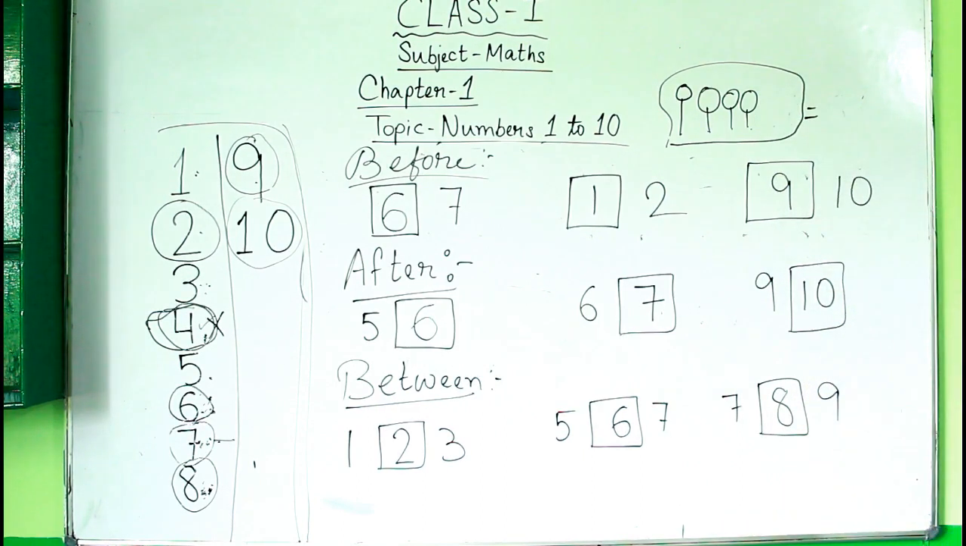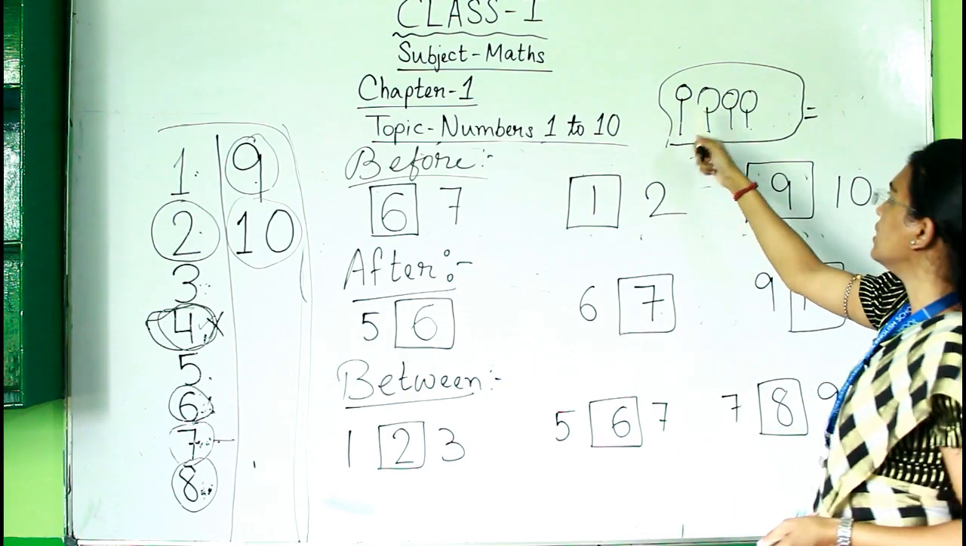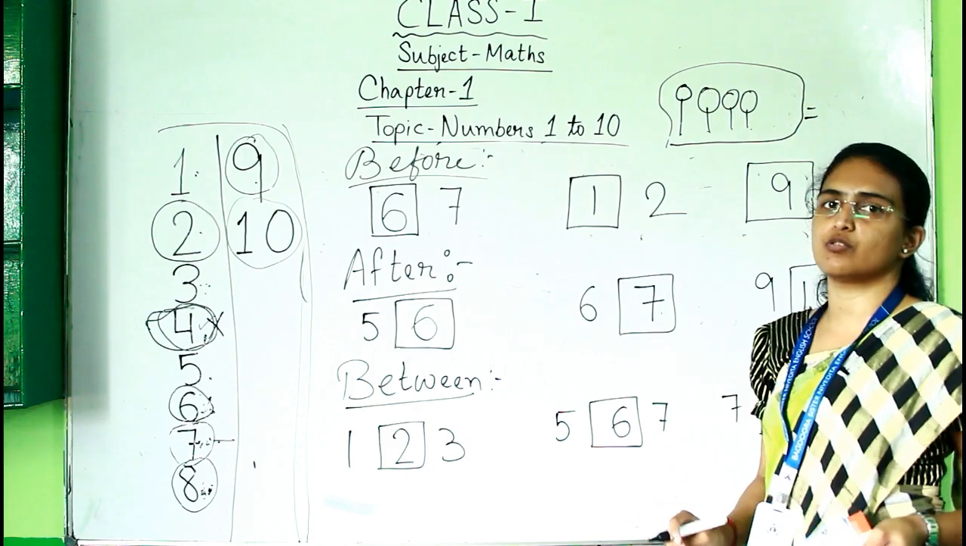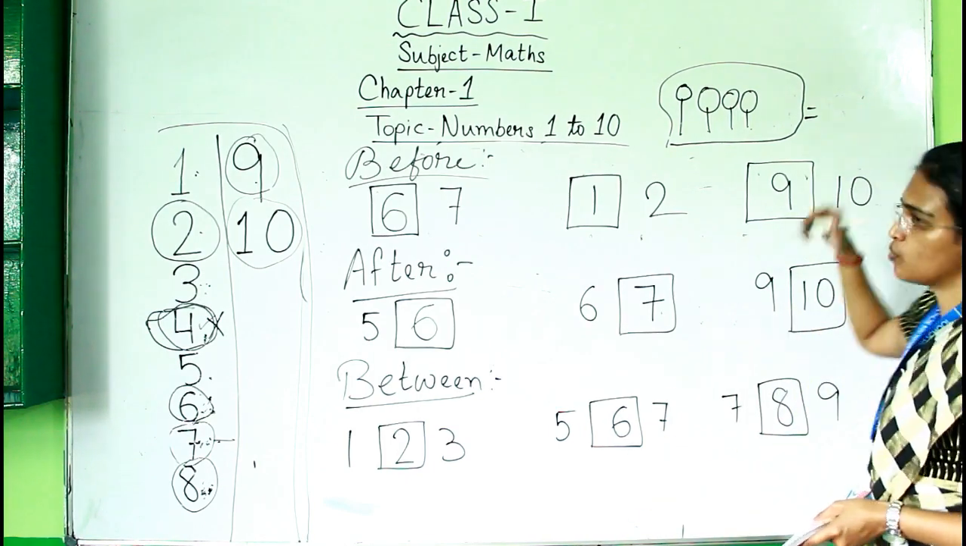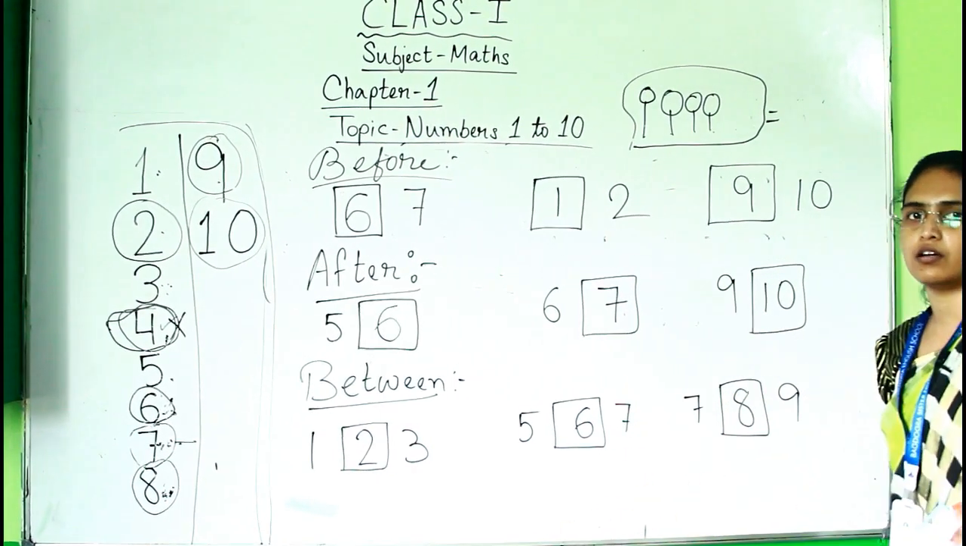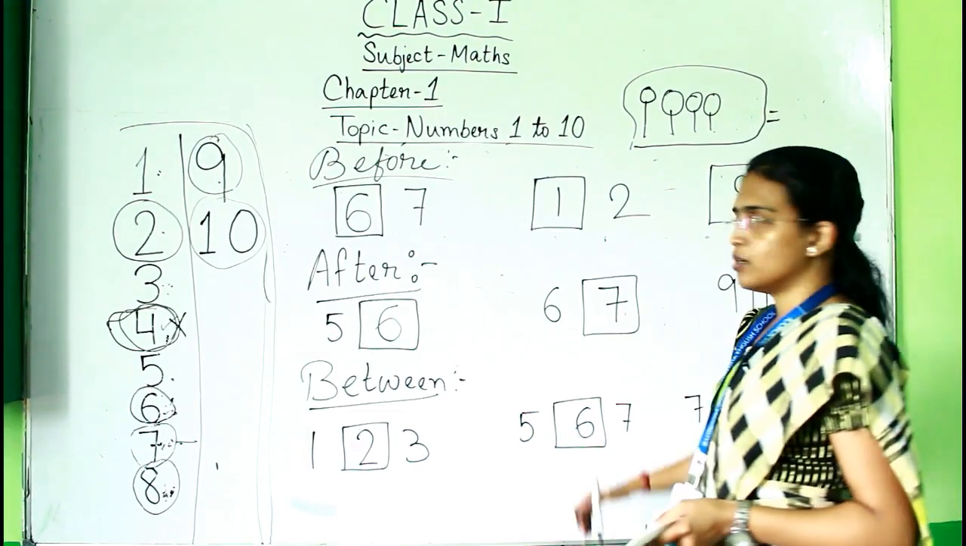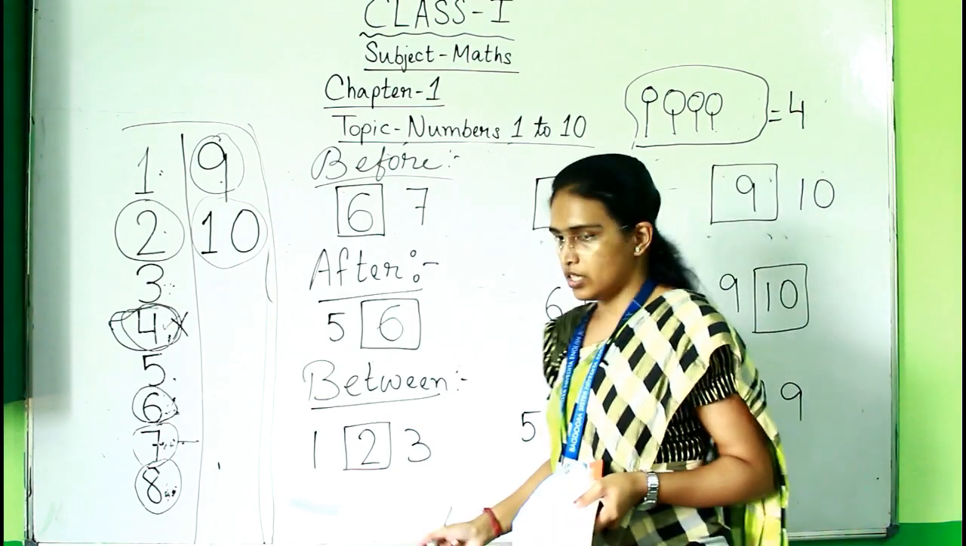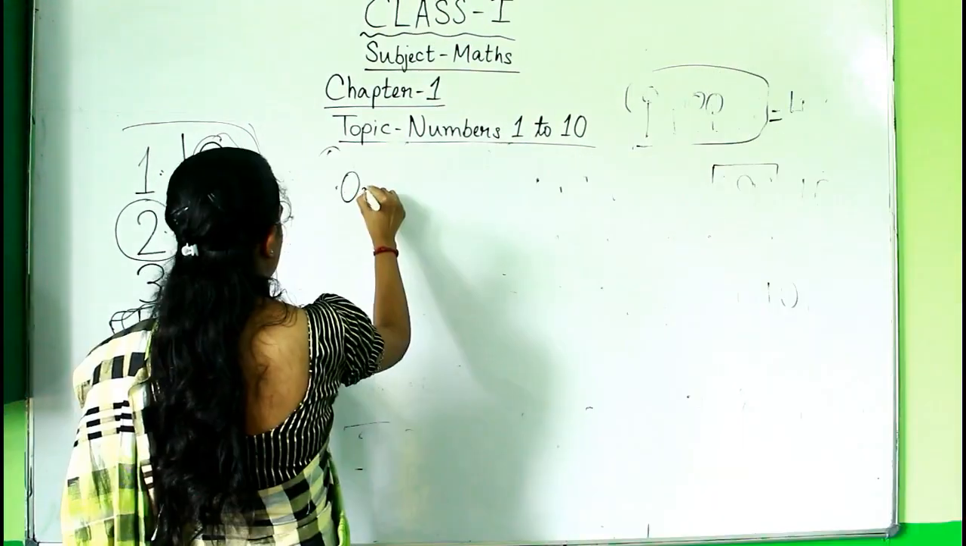So, how many chocolates do I have now? 1, 2, 3, 4. Only 4 chocolates I have. So, is this more or less? Is it more than 6 or less than 6? It is less than 6. Understood?